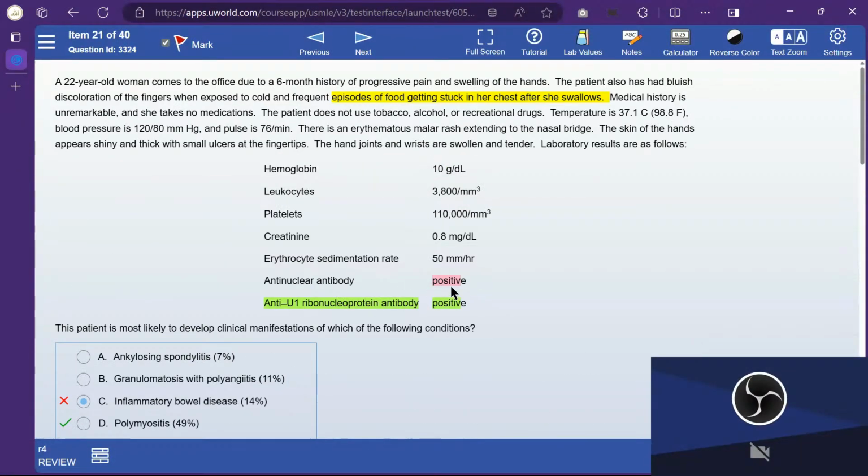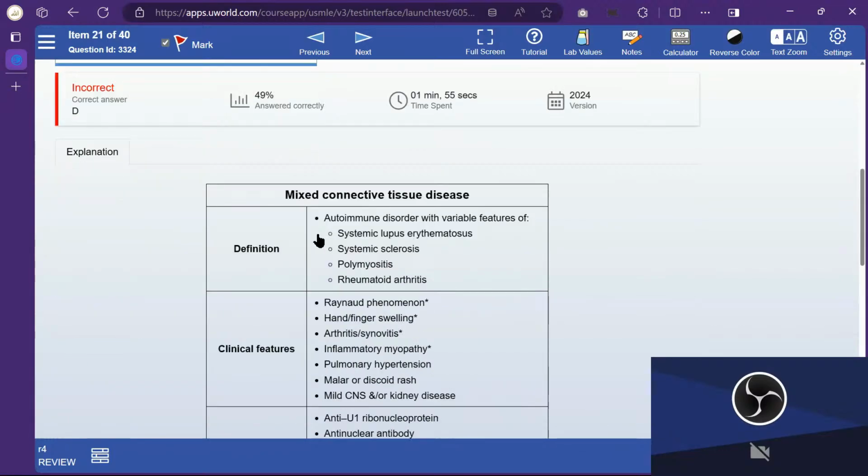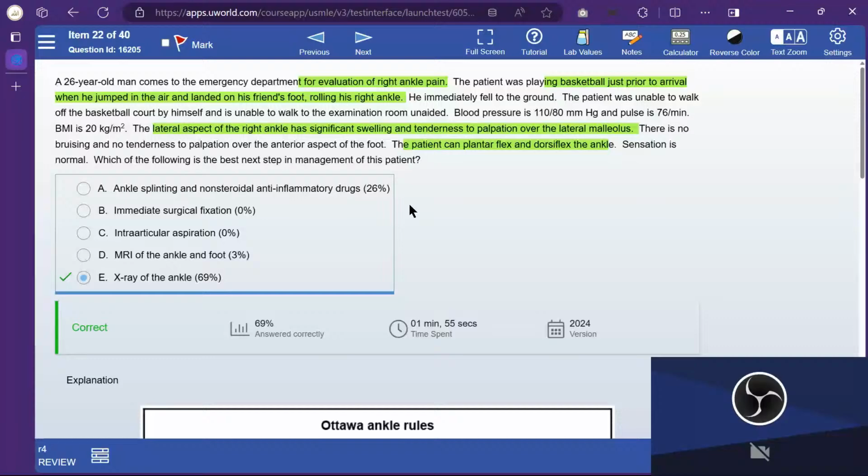Anti-nuclear antibody positive. In CTD, there may be SLE, systemic sclerosis, polymyositis, and rheumatoid arthritis. These four. This is a simple question, but I missed it. SLE, systemic sclerosis, polymyositis, and rheumatoid arthritis.